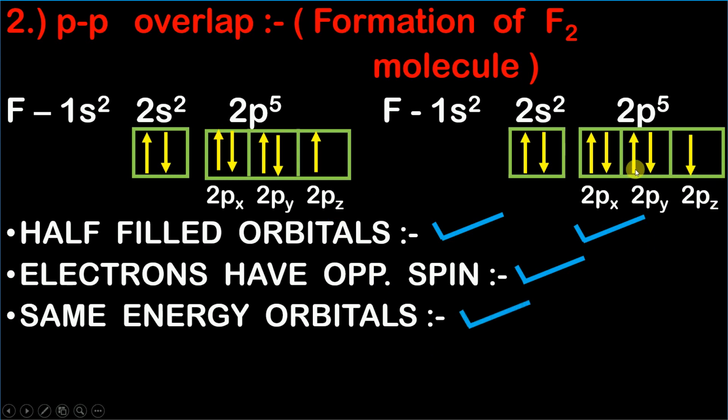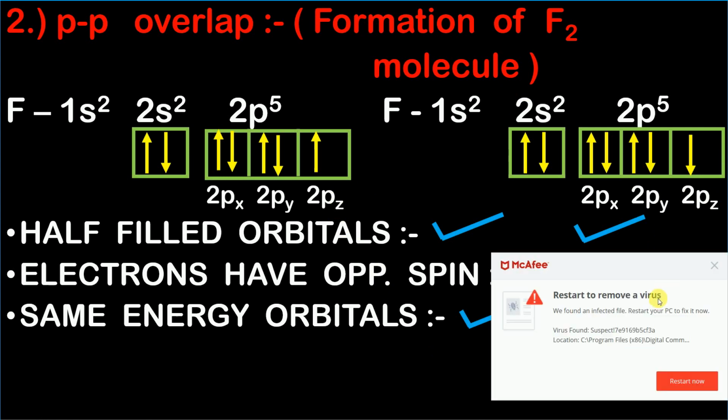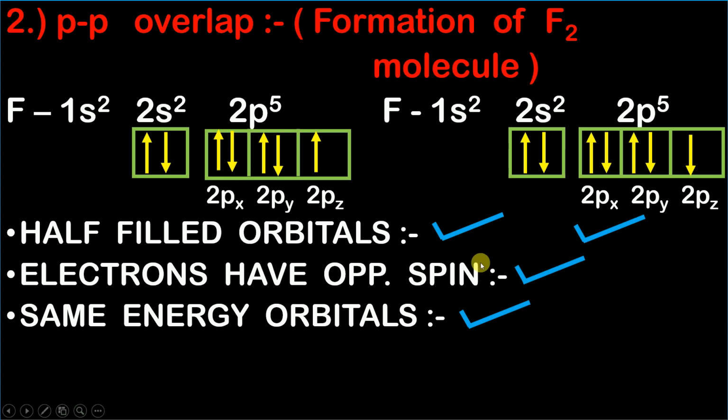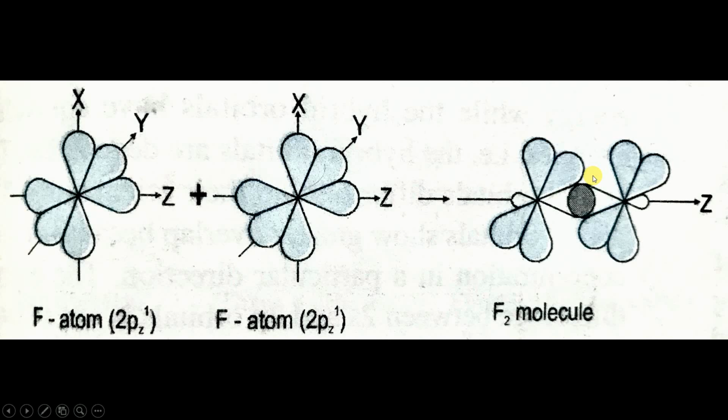So they are obviously having same energy orbitals. In fact, the orbitals are only same, so obviously their energy is also going to be same. So hence the basic conditions are satisfied over here. Then this is how they are going to overlap. See, this is 2px, this is 2py, and this is 2pz. Similarly over here, this is 2px, this is 2py, and this is 2pz. And this 2pz of both the atoms is going to overlap with each other, as you can see over here.